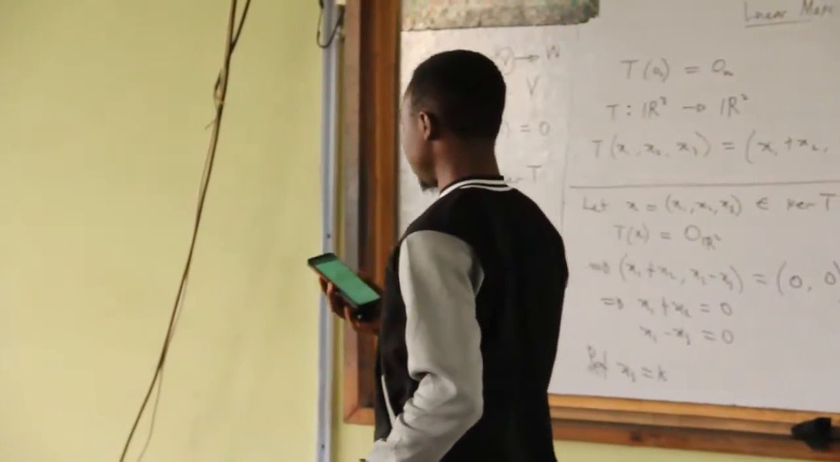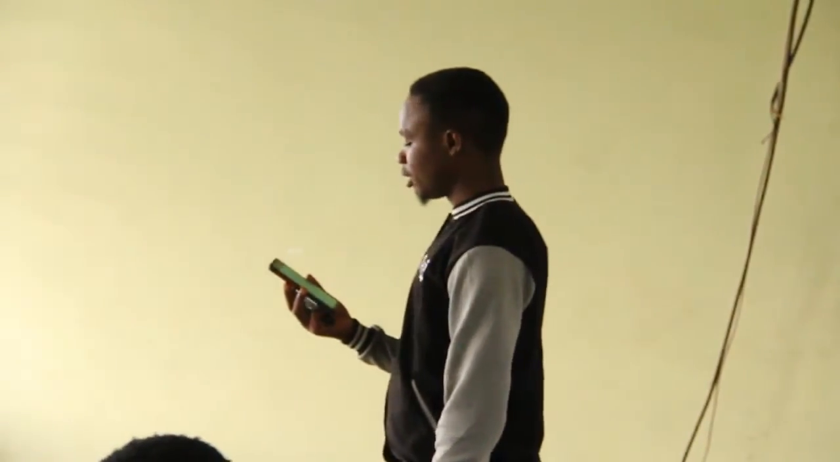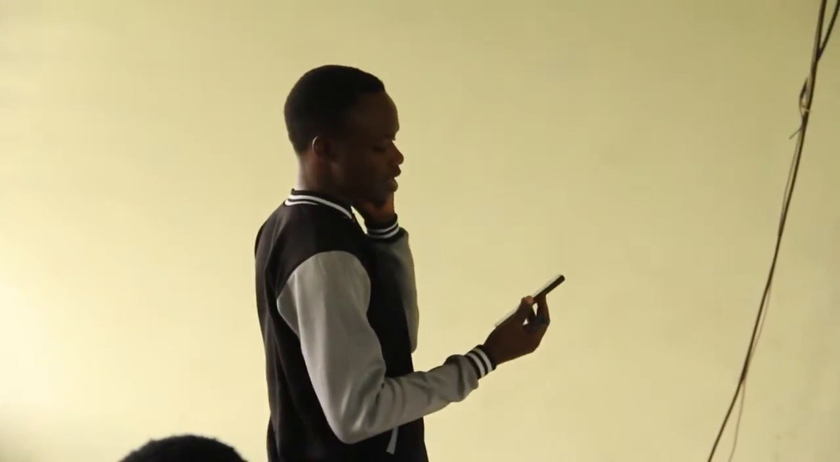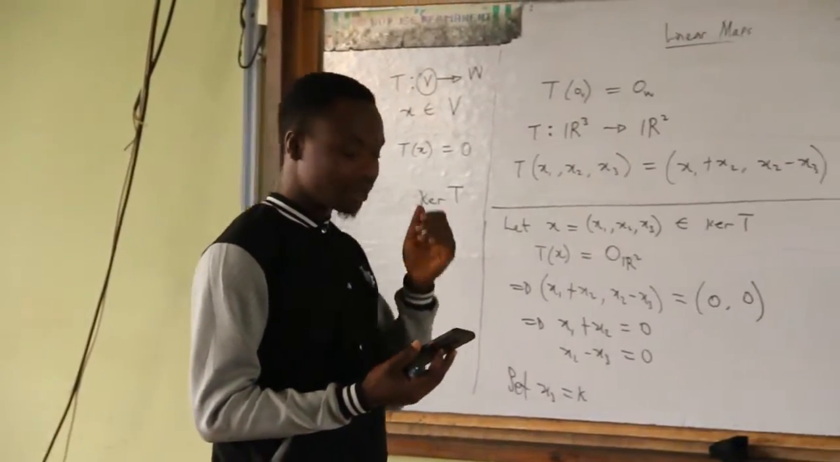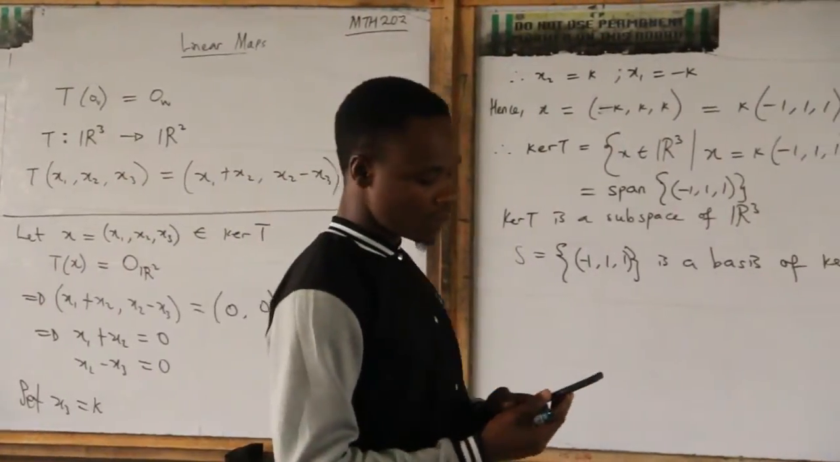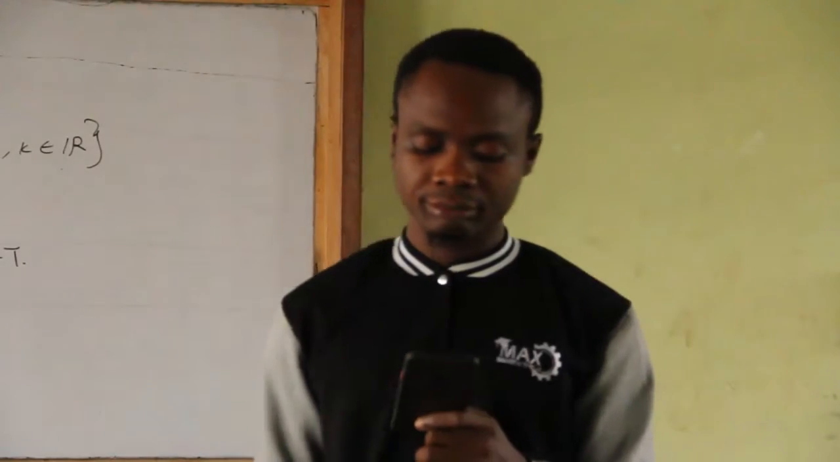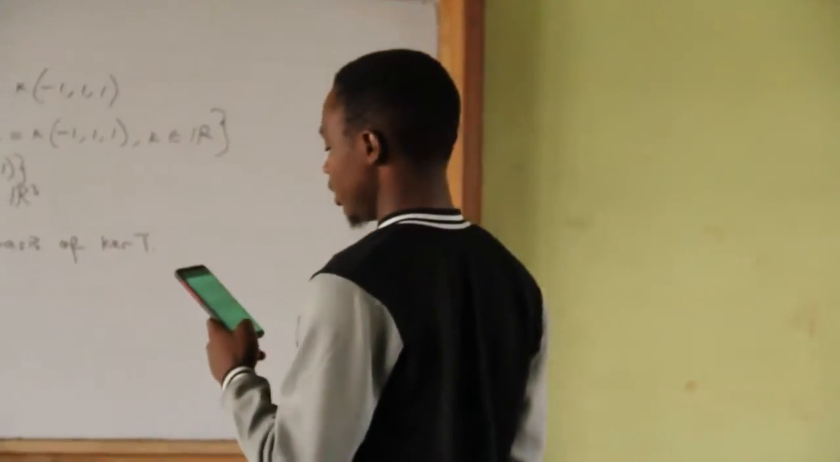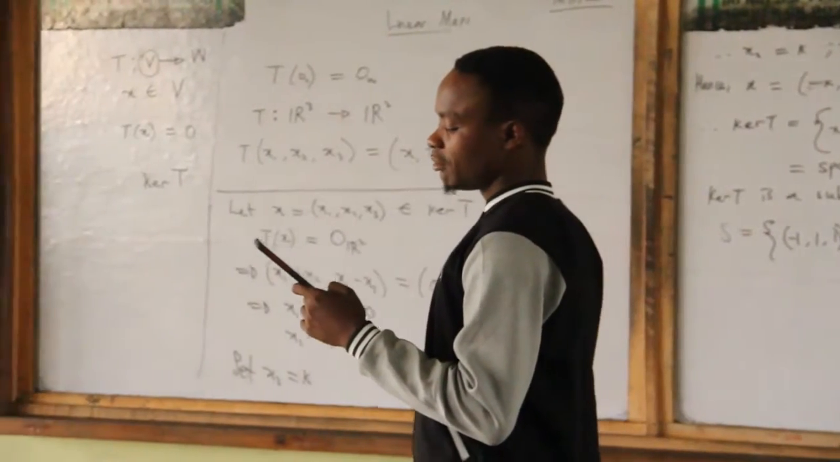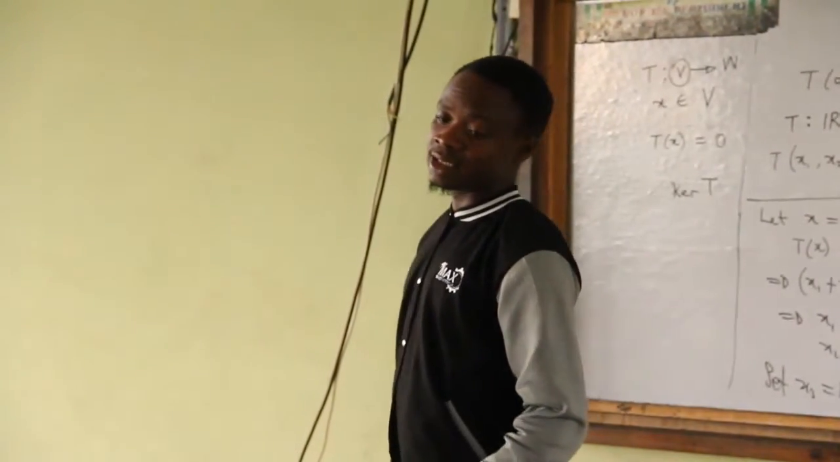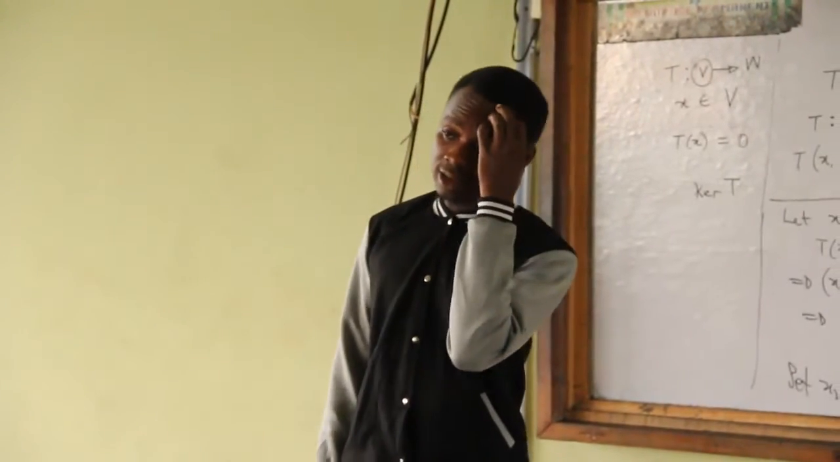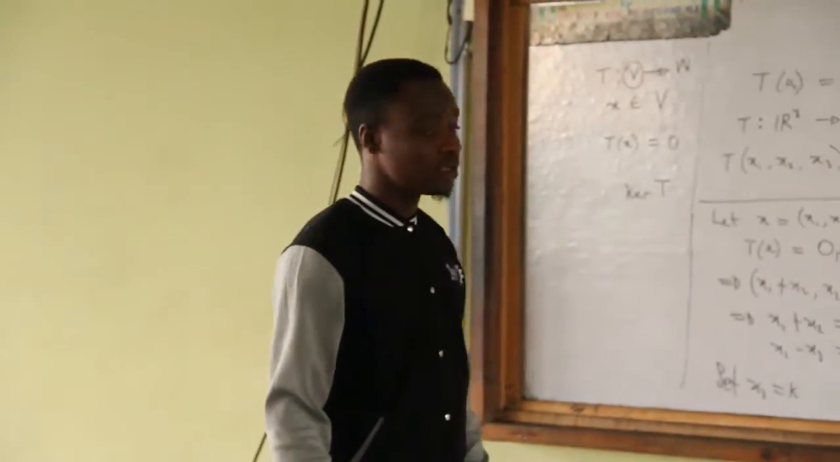On the next line: the dimension of Ker T is called the nullity of T. Nullity of T. Thus, for the example above, the nullity is 1.